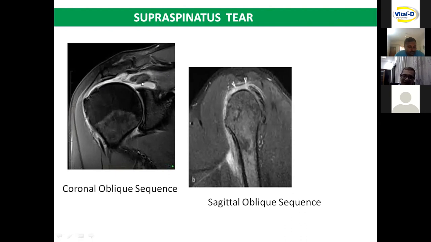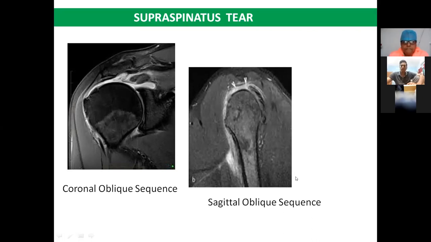A patient came to us with dead arm syndrome, unable to raise his arm. I think it is a type 4 Goutallier muscle, and this is a massive tear. And this is the sagittal tendon. So this is coronal oblique and sagittal plane, we can see it.